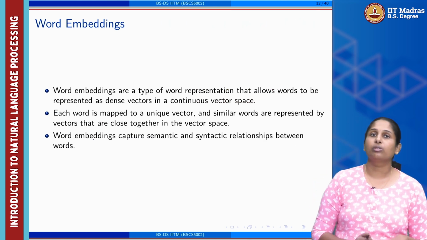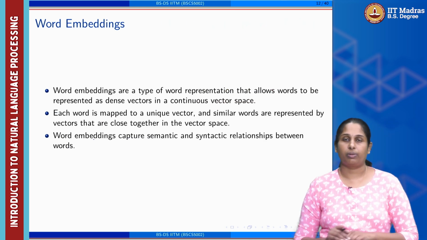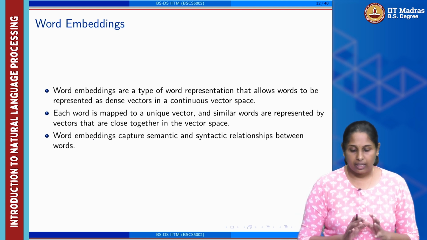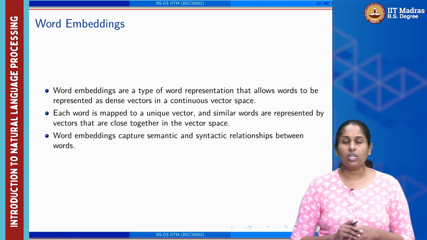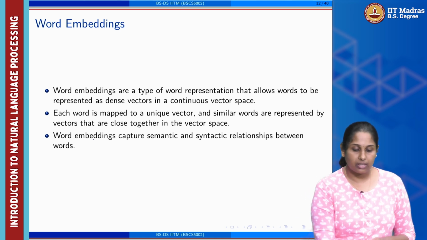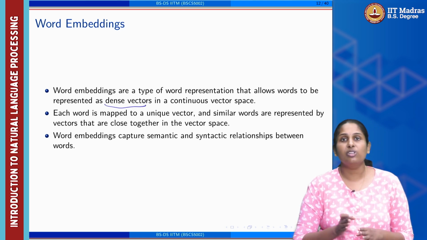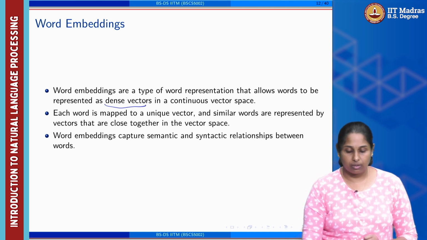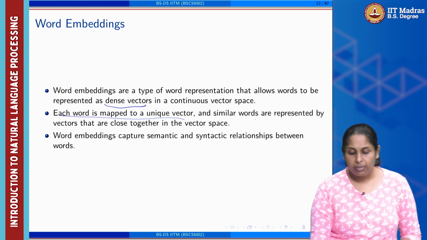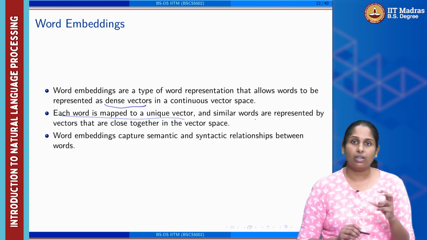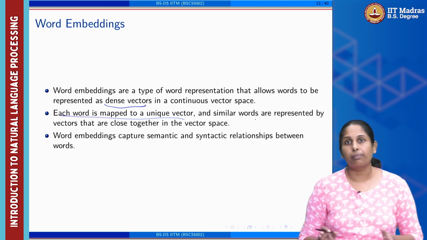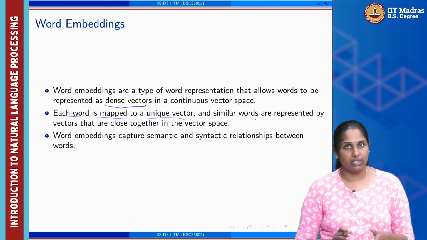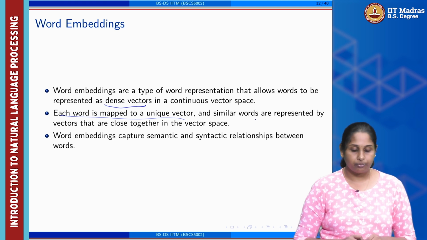So that's why we are going towards another text representation method, that is called word embeddings. Word embedding is again a type of word representation that allows words to be represented as dense vectors in a continuous vector space. Now each word is mapped to a unique vector. That's the most important thing here. And similar words are represented as vectors that are closer to each other in the complete vector space. That is not being done in TF-IDF, whereas word embedding can help us in doing that.